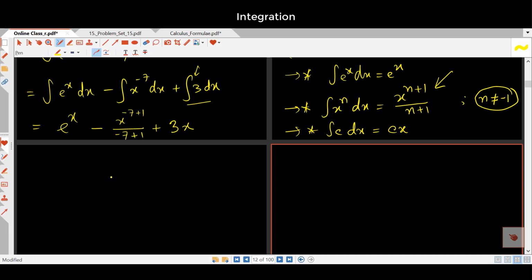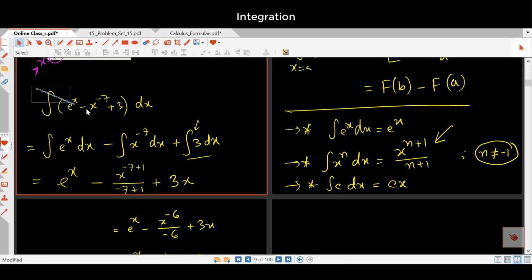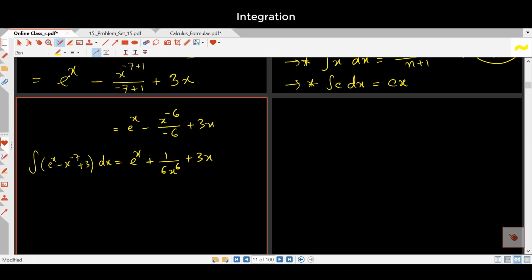So this is the result of the integral, that is e power x minus x to the minus 6 divided by minus 6 plus 3x. If we try to simplify again, we can write it this way: minus minus plus 1 over 6 x to the 6 plus 3x. So this is the result for this integral, or this is the antiderivative of this integral. Okay, so here we have found the result of the integration. It is known as the antiderivative.